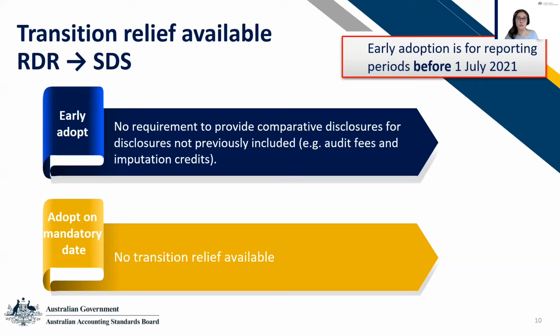That is only available if you early adopt. If you choose not to early adopt and you adopt on the mandatory date, so for again, my June year end, that's 30 June 2022, there is no transition relief available. You will show your audit fees for 30 June 21 and 30 June 22. So that's the relief available if you are moving from RDR to SDS.